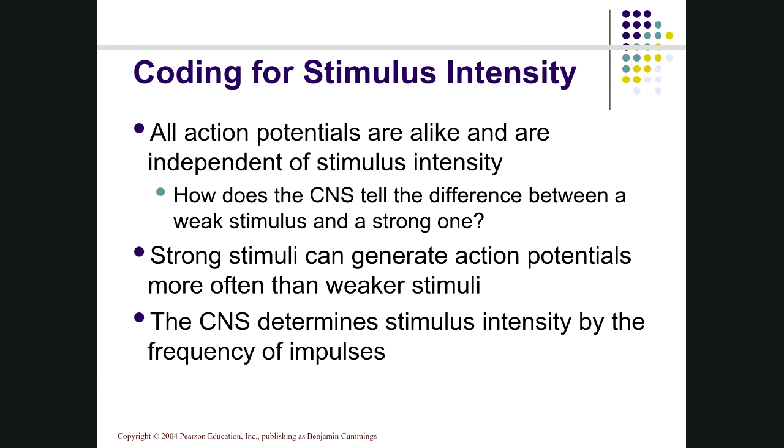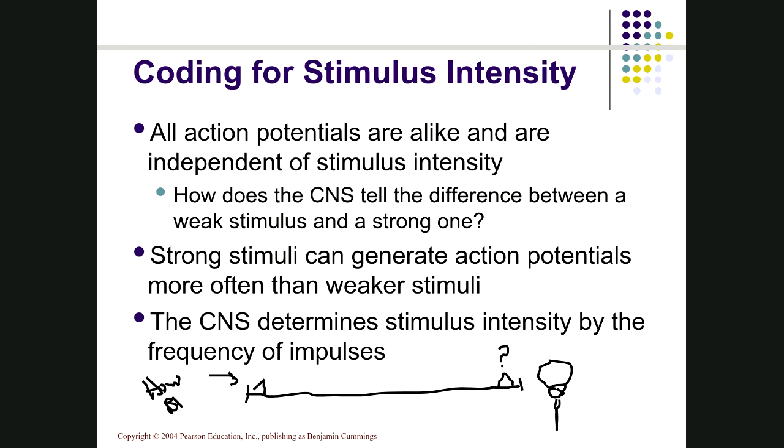And then the last thing is, if all action potentials are the same size, which they are, and I'm the brain sitting over here or the spinal cord, and an action potential arrives, how do I know how big the stimulus was over here? Was it a big weight or a light weight? Was it a lot of chemicals or just a little chemicals? How do I know? Well, you can't tell action potentials apart because they're all the same size.